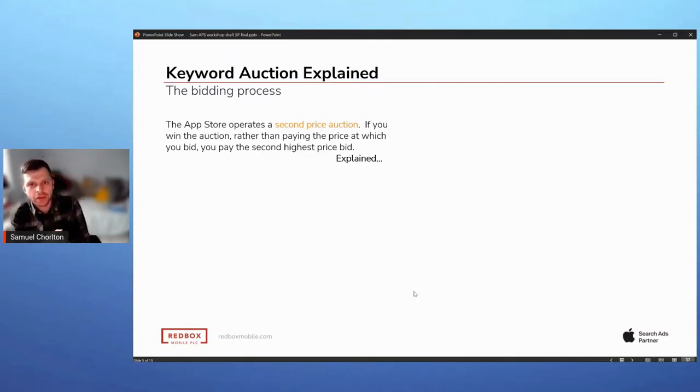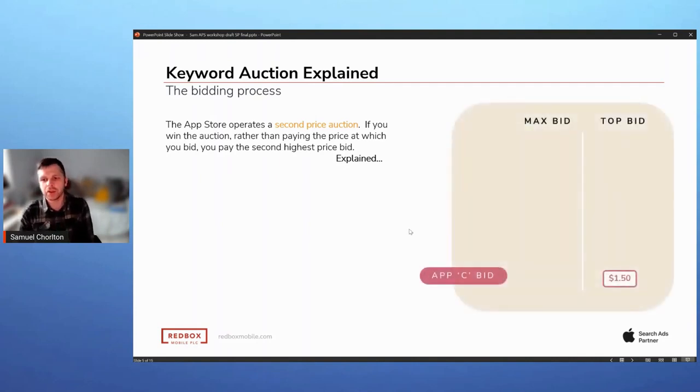So the App Store operates what's referred to as a second price auction. And what that means is this all happens automatically, obviously behind the scenes, but when an ad becomes available for apps to serve their advert against, an auction happens.